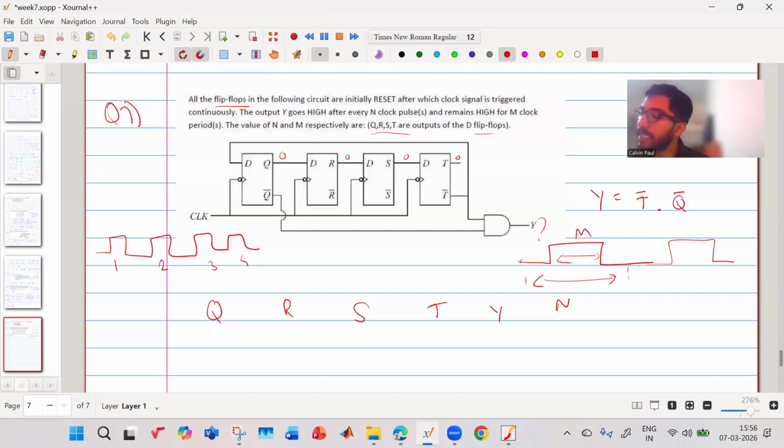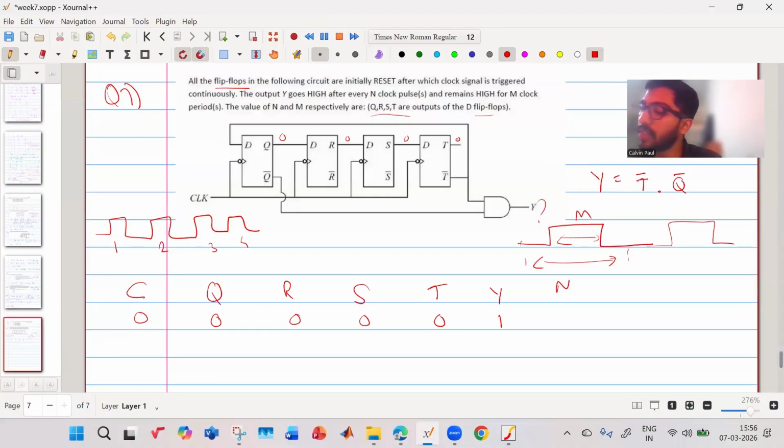So now let us assess. You have QRST. It was all 0, 0, 0, 0. As per the expression, Y is equal to T bar and Q bar, so Y was 1. This was when the clock was 0. But now we'll see the first clock. It is edge triggered. The first clock has come. Well and good. Now what happens?